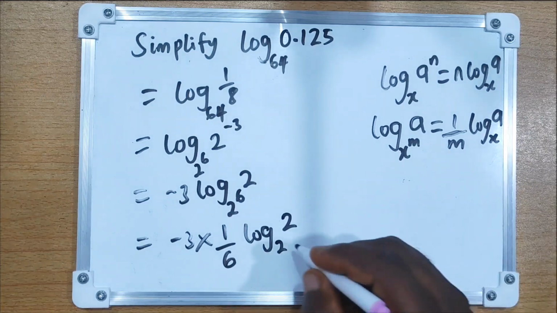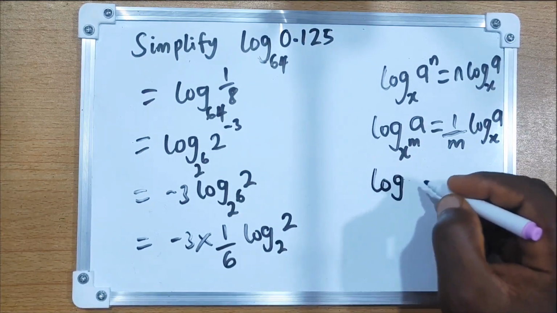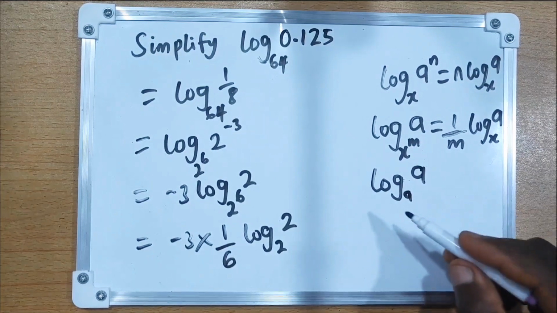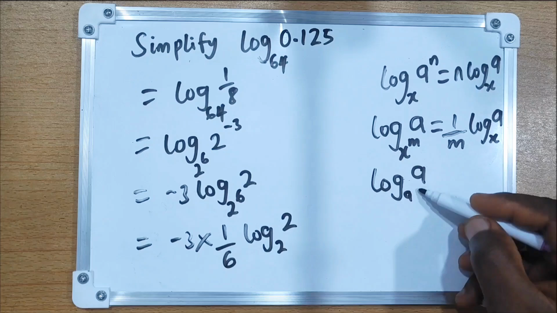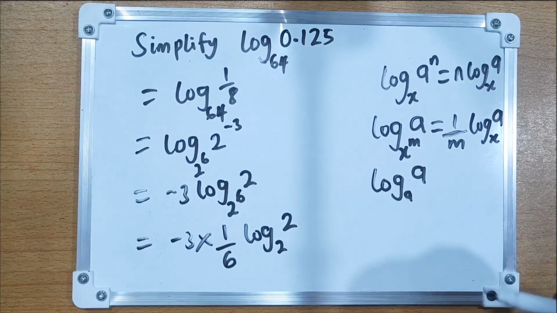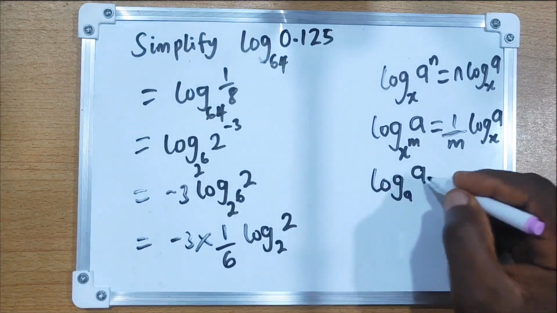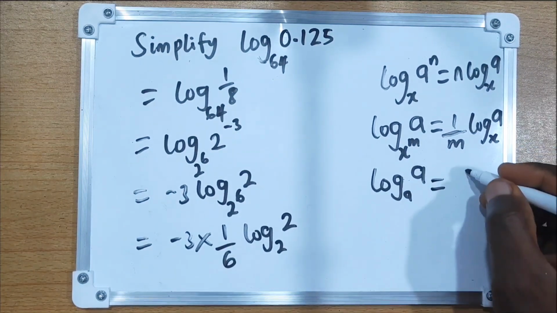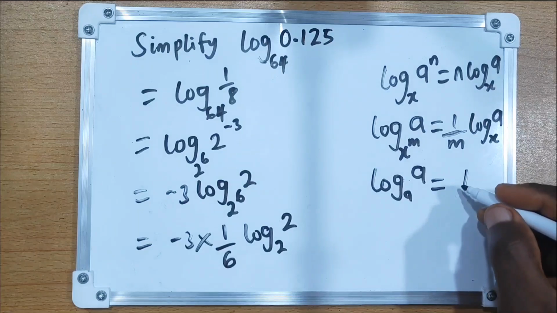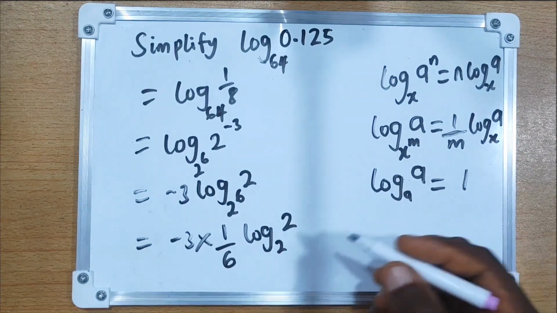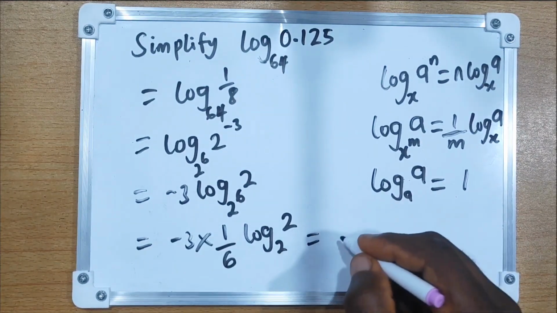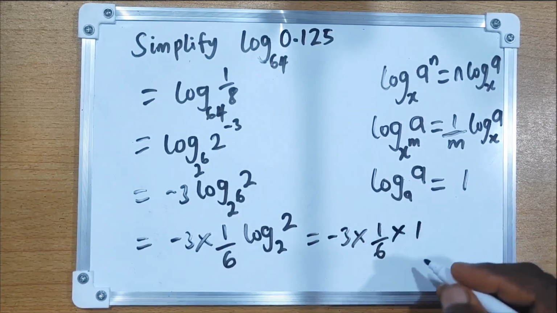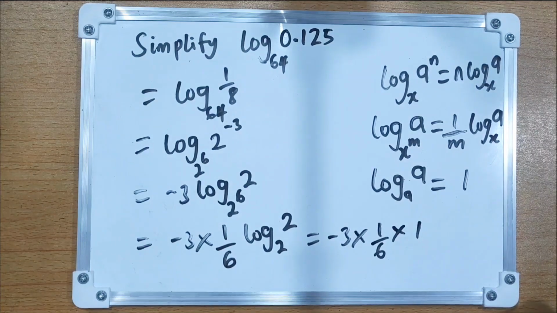Now what happens when I have the log of a number to a base and the number and the base are equal? As in I have log a to base a. You can say that the number and the base are equal. So what do I do at this point? According to this law of logarithm, when the number and the base are the same thing, then your result is going to be 1. So this log 2 base 2 now is going to be equal to 1. So I can write all of this as minus 3 times 1 over 6 times 1, since log 2 base 2 is now 1.